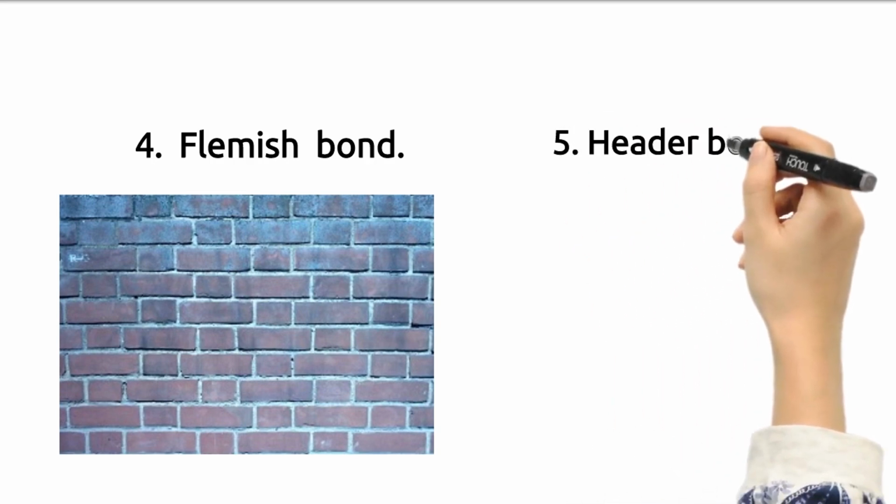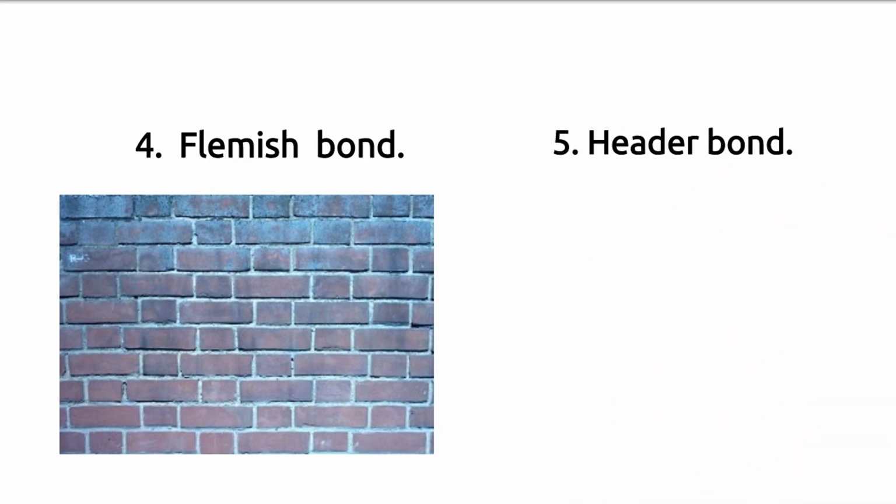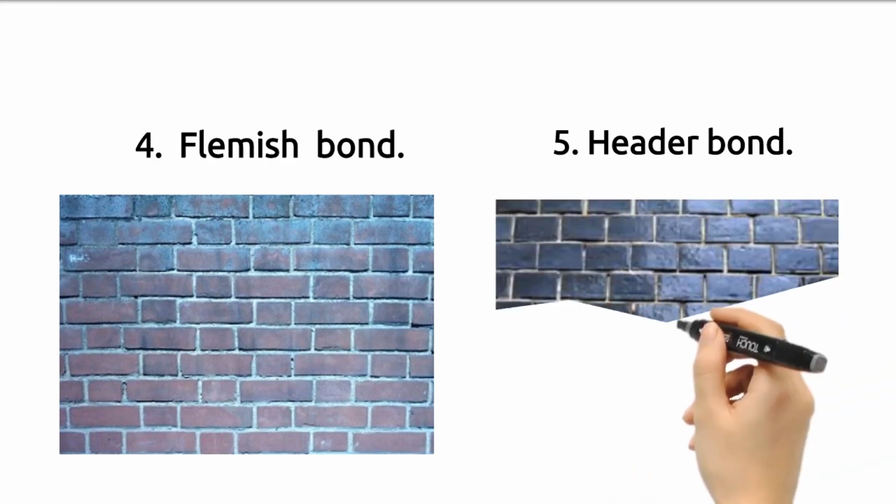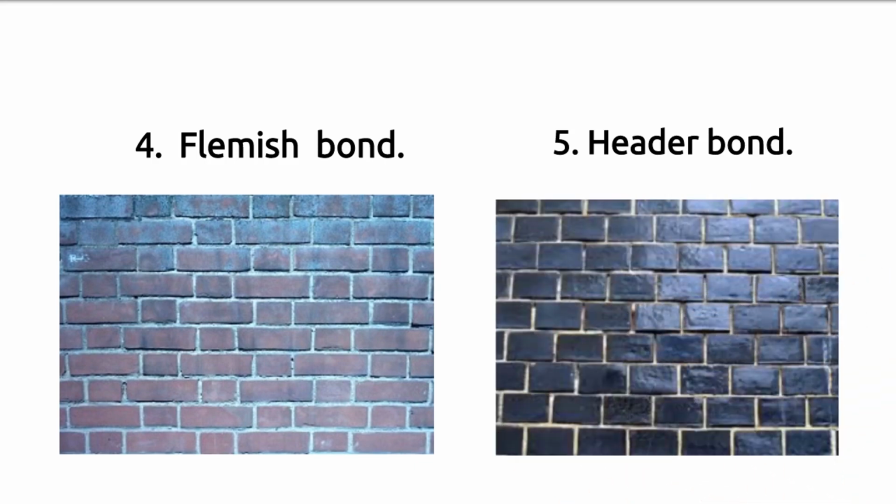5. Header bond. This bond features courses of headers offset by half a brick. It is similar to the stretcher bond but with headers instead of stretchers.